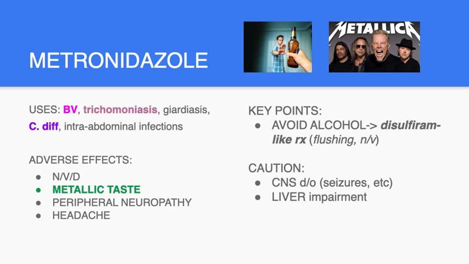Some adverse effects of this medication include nausea, vomiting, diarrhea, metallic taste, peripheral neuropathy, and headache. Some key points: you want to avoid alcohol, as this can cause a disulfiram-like reaction. So this would be flushing, nausea, vomiting, and that's going to be exacerbated with alcohol use. Some caution that we want to use if giving this medication is if we have a patient with CNS disorders, so things like seizures, and then also if our patient has a history of liver impairment, we usually don't want to give this medication.